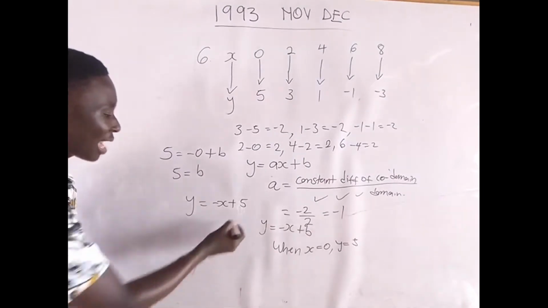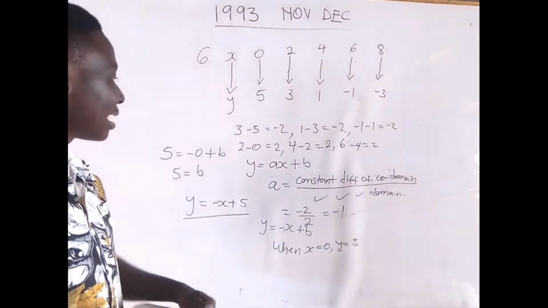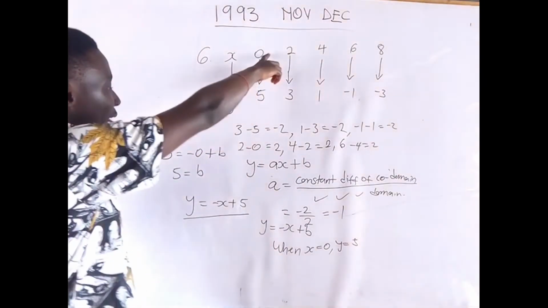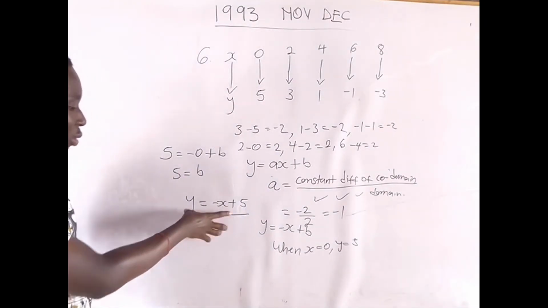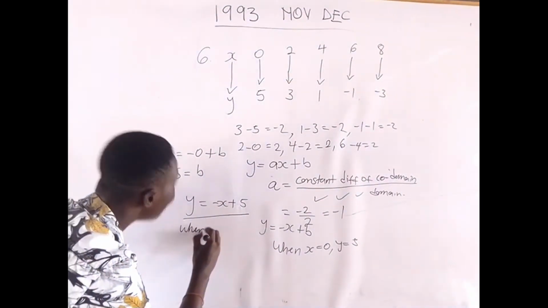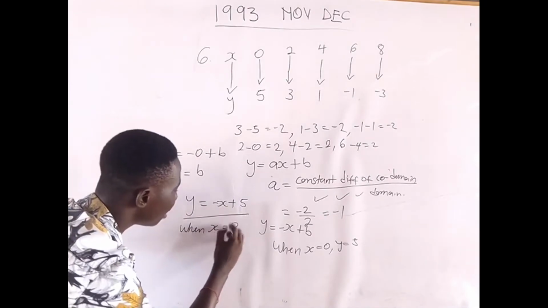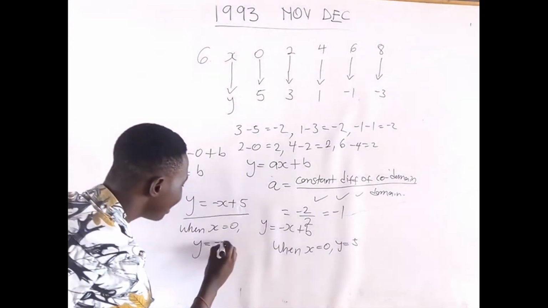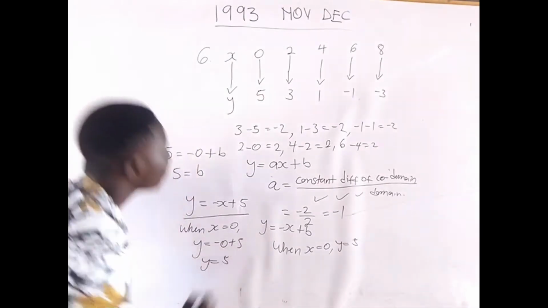So now we have realized the rule for the mapping. This is the rule for the mapping. So let's check and see whether indeed it is the rule for the mapping. So we're going to replace x with 0 and see what will happen to y. When we pick x equals 0, y will be equal to minus 0 plus 5, which is y equal to 5.